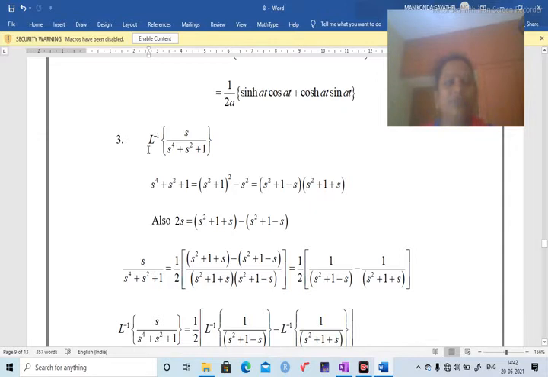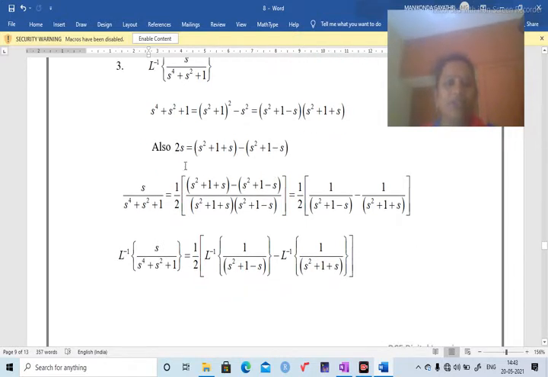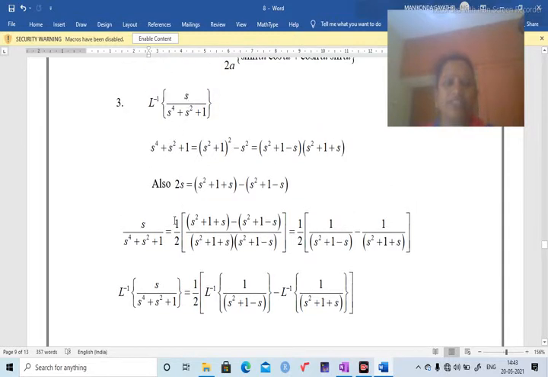So L inverse of s by (s⁴ + s² + 1). This can be written like this. Here also the a² minus b² formula. That means (s² + 1 minus s) into (s² + 1 plus s). So 2s is equal to the subtraction of these two. But here we have s only. That's why I am writing 1 by 2 outside.